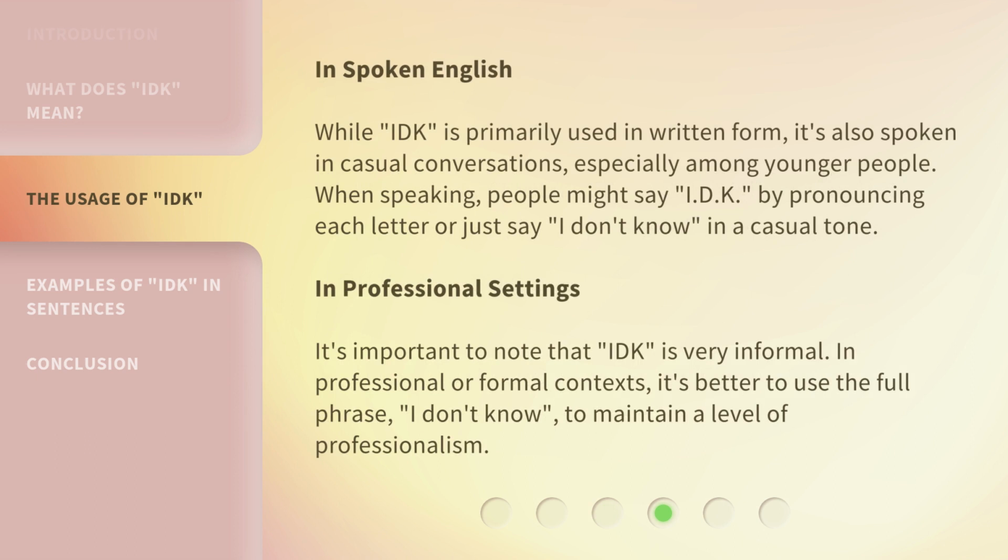In spoken English, while IDK is primarily used in written form, it's also spoken in casual conversations, especially among younger people. When speaking, people might say IDK by pronouncing each letter or just say, I don't know, in a casual tone. In professional settings, it's important to note that IDK is very informal. In professional or formal contexts, it's better to use the full phrase, I don't know, to maintain a level of professionalism.